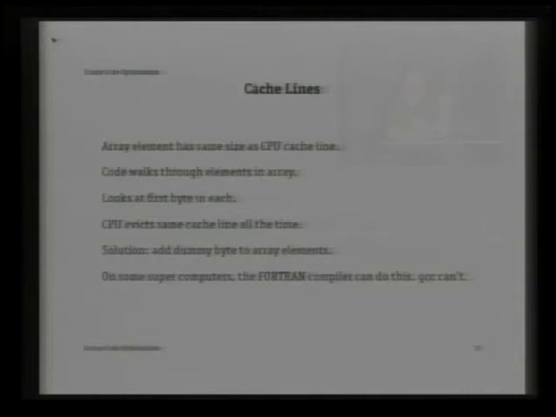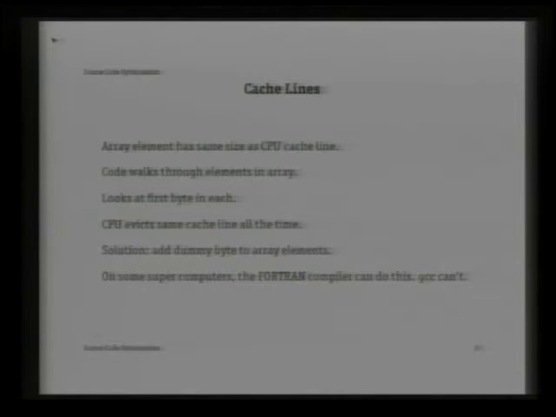So let's come to the optimizations that do matter. One of the optimizations that actually does matter has to do with cache lines. In the CPU, there are several levels of cache, and they usually have cache lines and associative caches. You can read up on this in CPU architecture books.